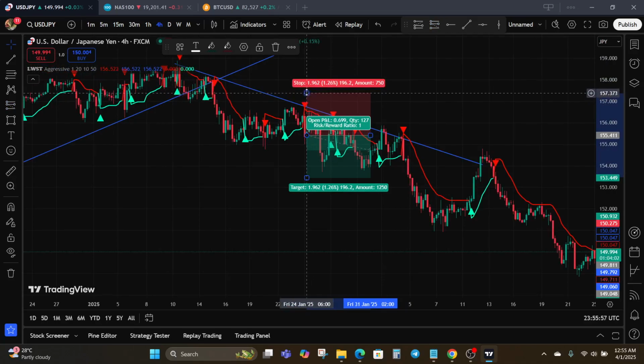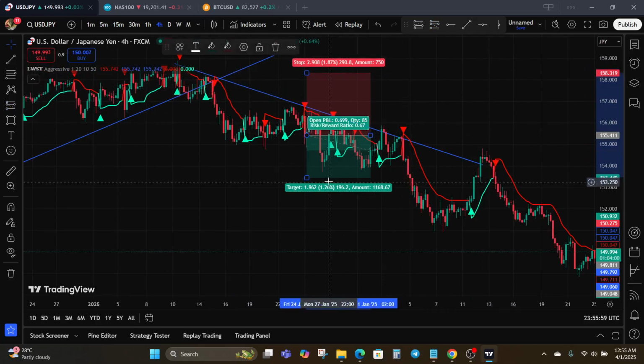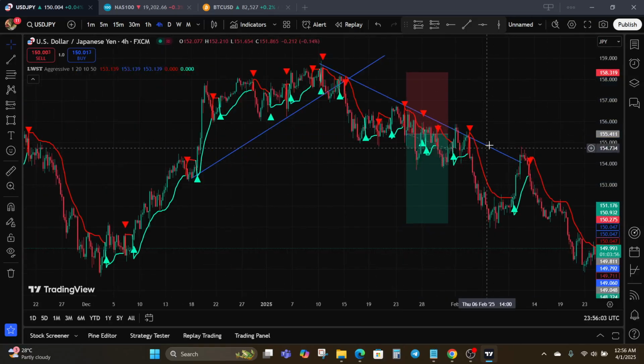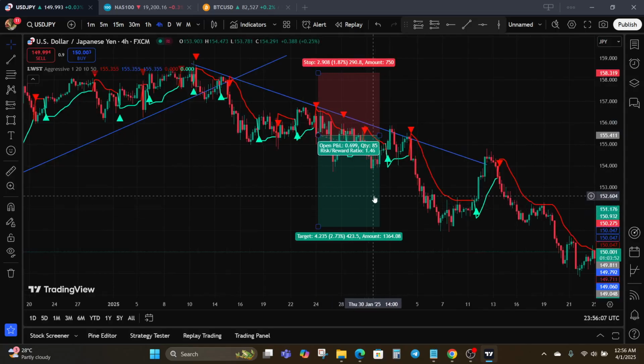When you enter your sell, you can set your stop loss above the previous swing high. The take profit can actually be at support zones. You can just ensure that you have a good risk to reward ratio. Okay, it's very important, very, very important. All right.